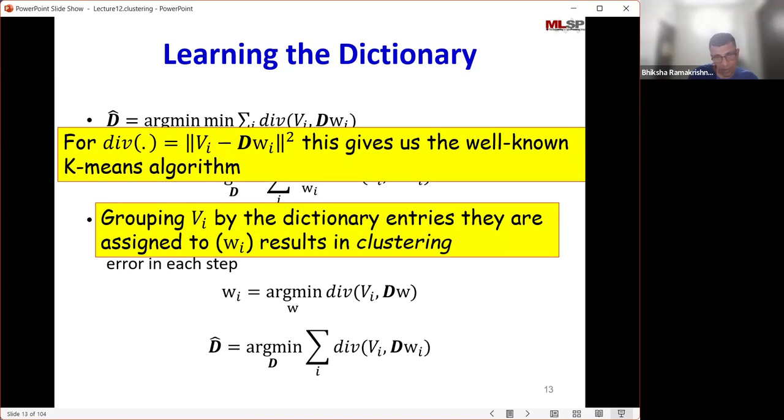Yes or no? Because multiple training data instances would all be mapped onto the same dictionary entry.